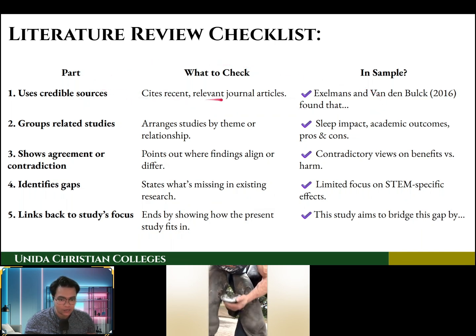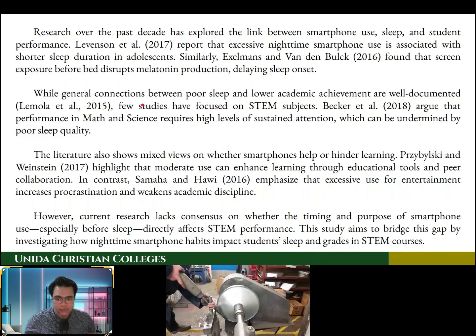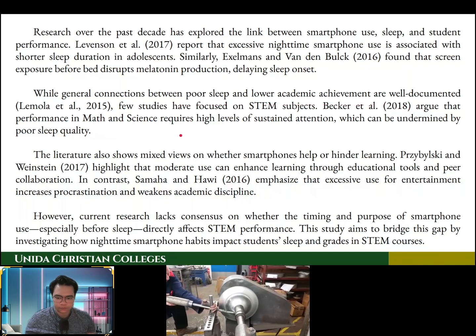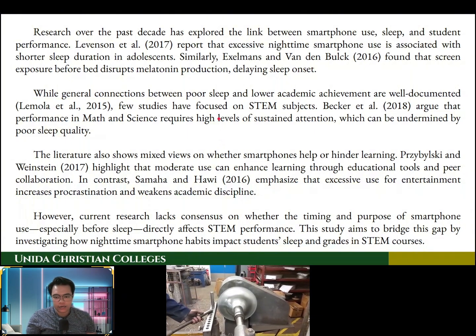So, it cites recent relevant journals. Next, it groups related studies. So, here, we can see in each paragraph, although the paragraphs are short, if you look at how the things that are being cited, or if you look at how things are being discussed, they do group the similar ideas together. So that's a good way of discussing or creating your literature review.